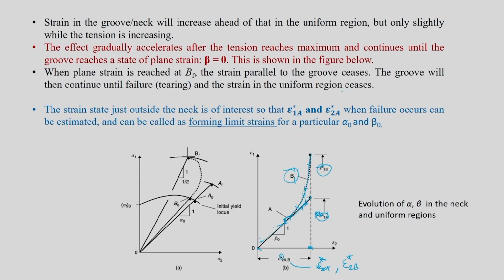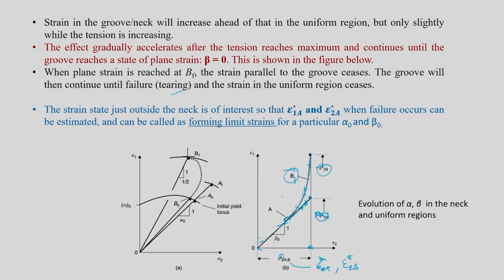So along the groove it is going to be 0, but in the thickness direction and perpendicular to the groove there will be some gradient. The groove will then continue until failure or tearing, and the strain in the uniform region totally ceases. So you will have more strain localization only in the groove region, to have a localized necking, and the material is going to tear apart after that. If the localization is not there, it means the strain is getting localized somewhere else also. Then you have to be careful that whichever is weaker is going to dominate and the material will fail there.